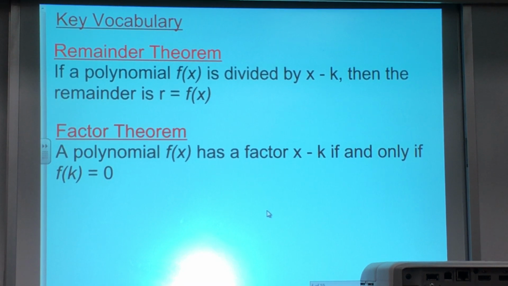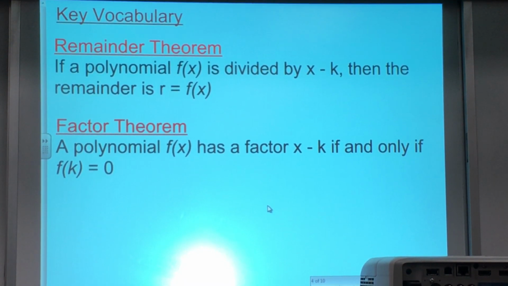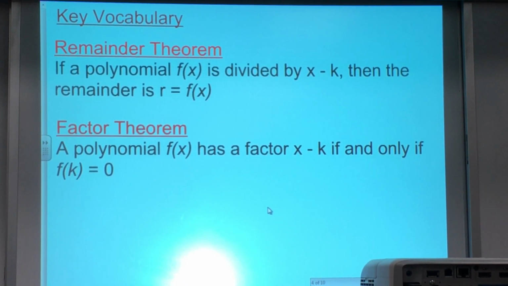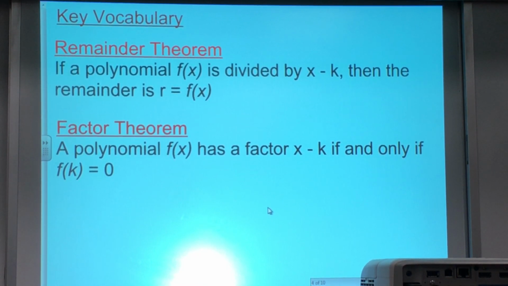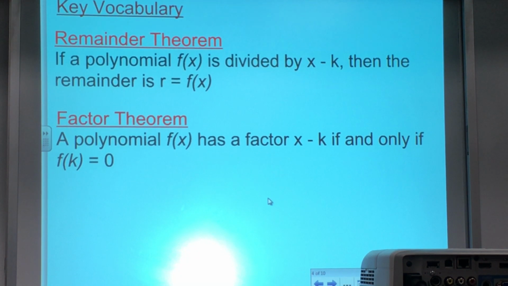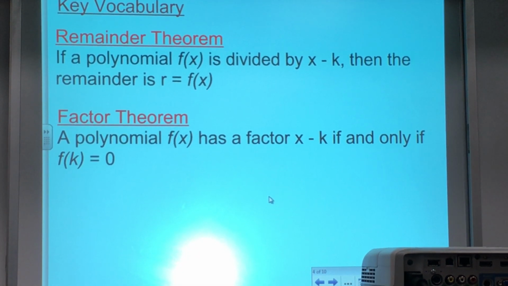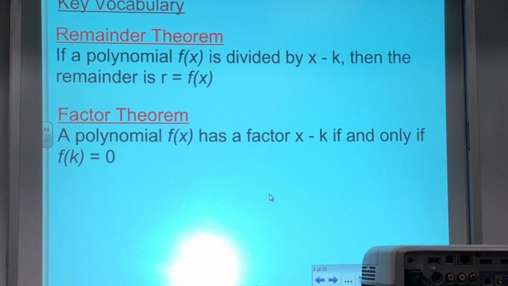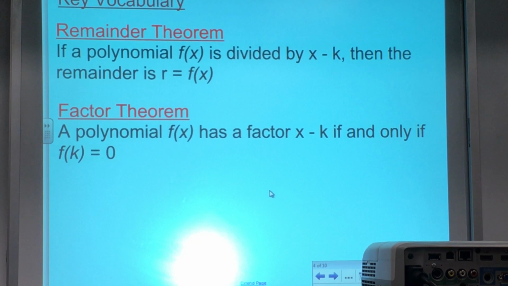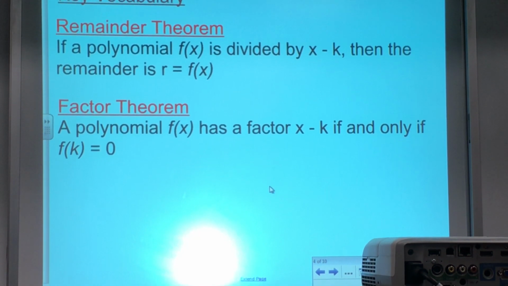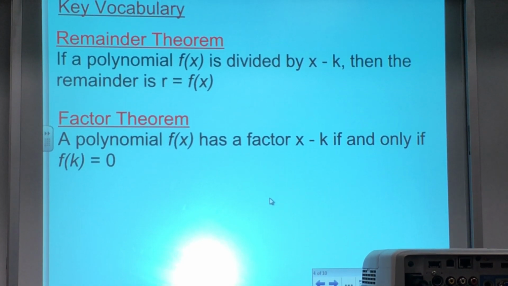Some theorems you should know. Remainder theorem. So if a polynomial f of x is divided by x minus k, then the remainder is r equal f of k. Factor theorem just says a polynomial f of x has a factor x minus k if and only if that k you plug in, or the x you plug in, is going to be a 0. And again, we're going to see a couple of examples in just a moment.